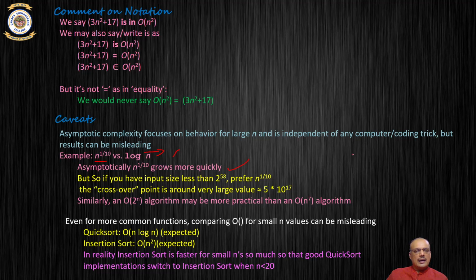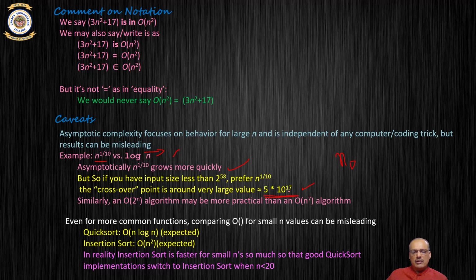But what is the value of n naught that one needs to take into account for this to happen? As you can see, the value of n naught for which this actually happens is pretty huge. It is 5 into 10 raised to 17. This is the point where n raised to 1 by 10 crosses over log of n, and from there on it becomes the upper bound of log of n.